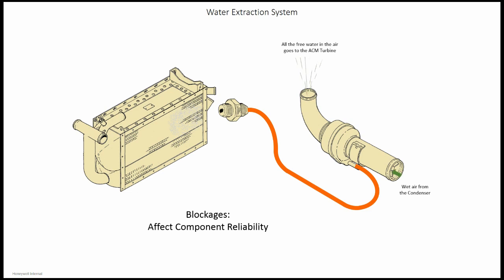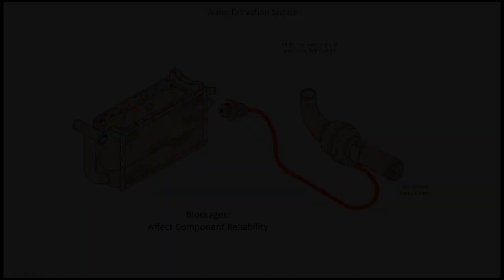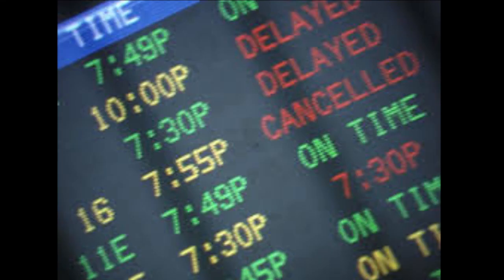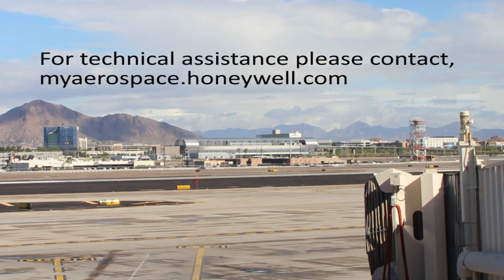A blockage in the drain tube will restrict the extraction of water. The free water in the condensed bleed air cannot be extracted and enters the turbine section of the ACM. Using these maintenance tips will optimise the performance and maintain the reliability of the ECS system.